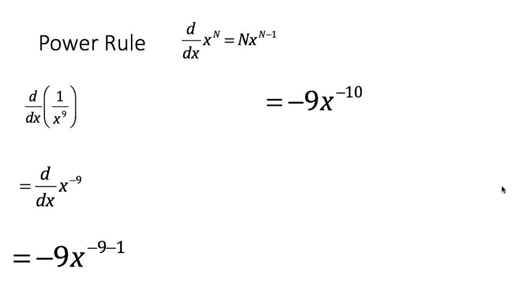But what does x to the negative 10 mean? It means 1 over x to the 10th. So it's negative 9 over 1 times 1 over x to the 10th. Multiplying the fractions, and we get negative 9 over x to the 10th. So these are all examples of this power rule. The derivative of x to the n and x to the n minus 1 enables us to take derivatives of many, many functions.